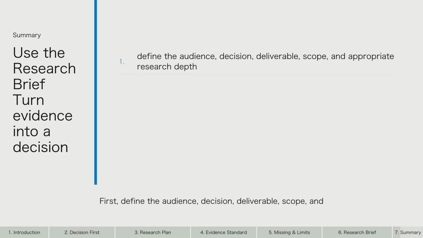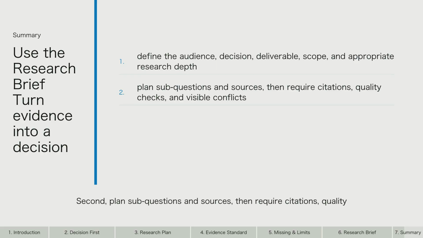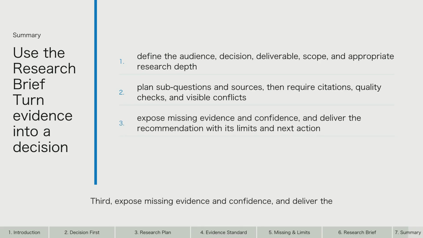First, define the audience, decision, deliverable, scope, and appropriate research depth. Second, plan sub-questions and sources, then require citations, quality checks, and visible conflicts. Third, expose missing evidence and confidence, and deliver the recommendation with its limits and next action. Use the decision-ready research brief on your next investigation. If the decision, scope, source strategy, evidence standard, gaps, or deliverable is vague, repair that field before asking for more depth.